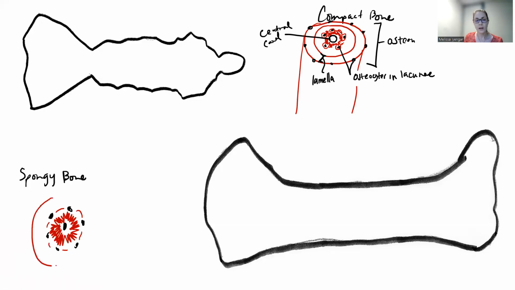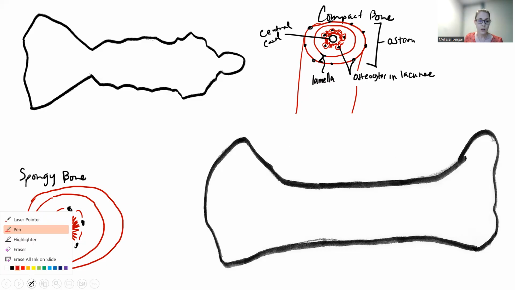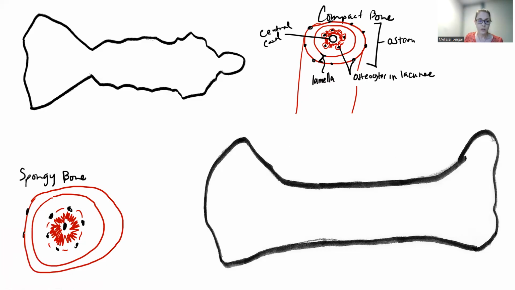So I can create another layer or lamella, and you'll start to kind of see how these are more irregularly shaped. They're not like perfect circles. And each of these layers is going to have the osteocytes in the lacuna, just like the compact bone did. So there's not a whole lot of differences. The differences are, you should see in the center, they don't have a central canal, right? I didn't draw a central canal at the center with blood vessels. They still have osteocytes in lacuna.